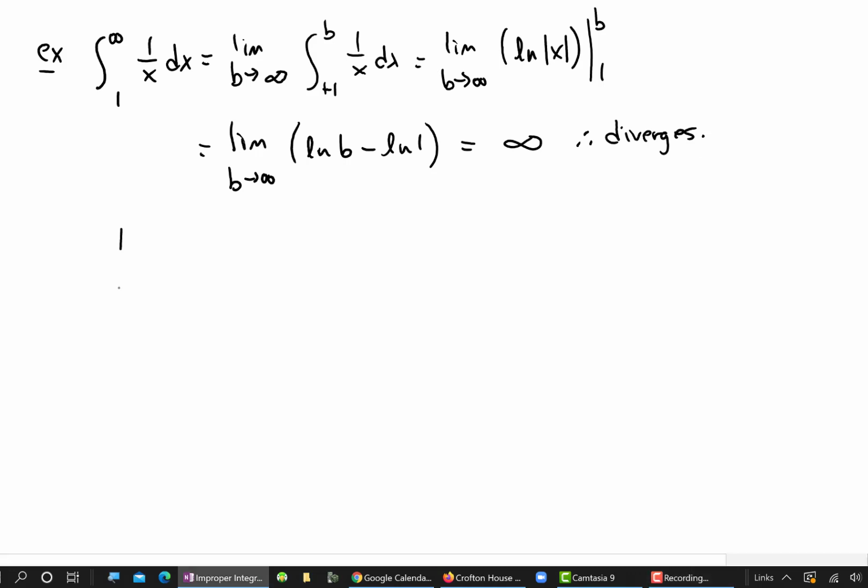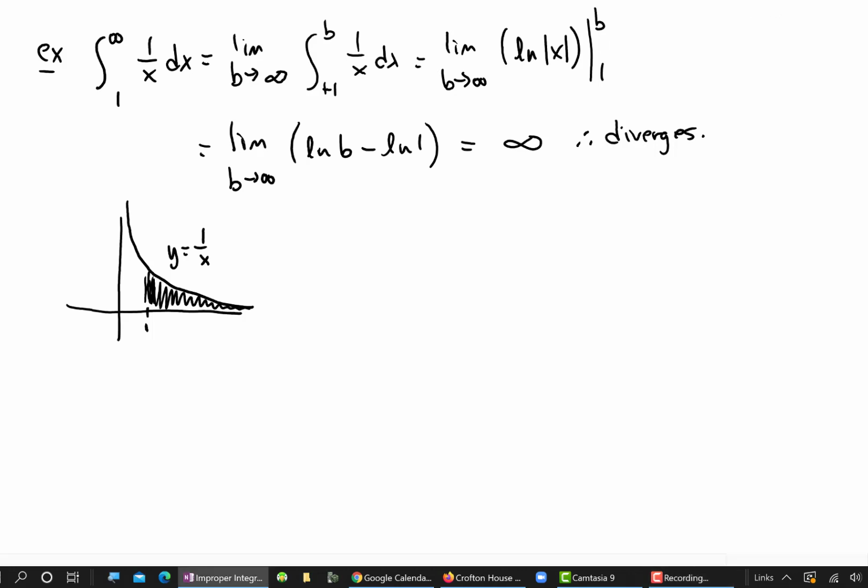From a picture, what we're doing is taking this function y equals 1 over x, and we're starting at 1, and we're adding up the area all the way to infinity. And even though the function is getting closer and closer and closer to 0, this is an infinite amount of area that is in here.